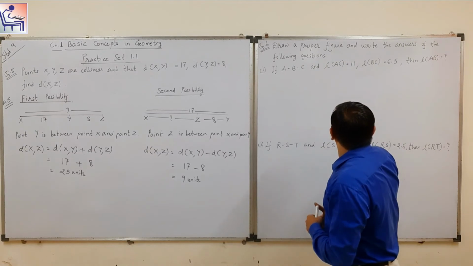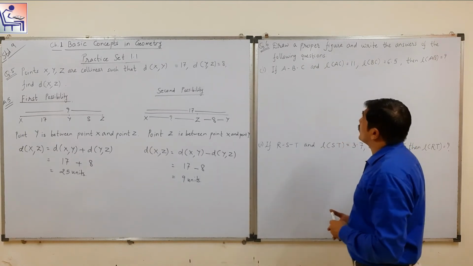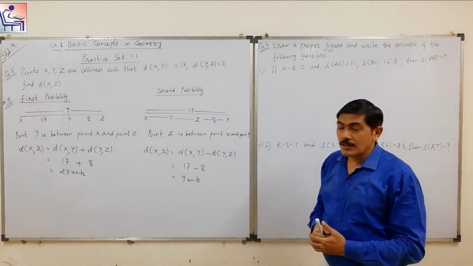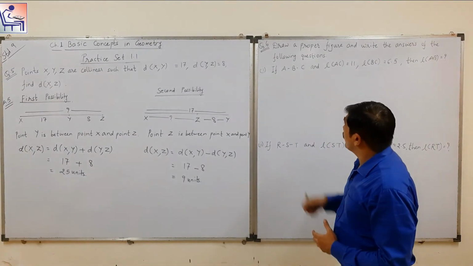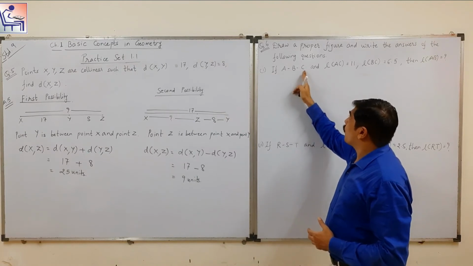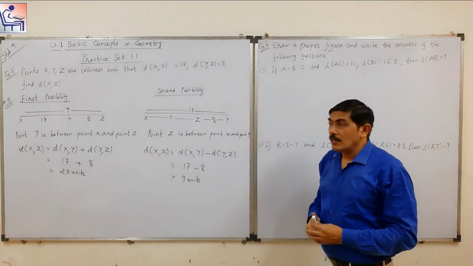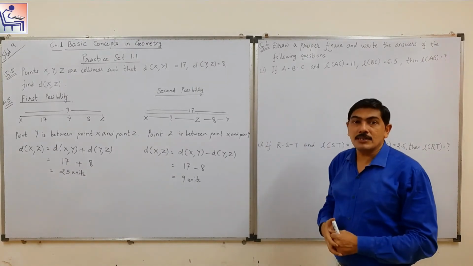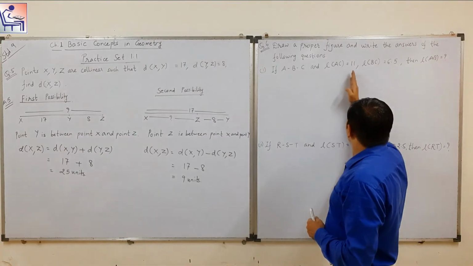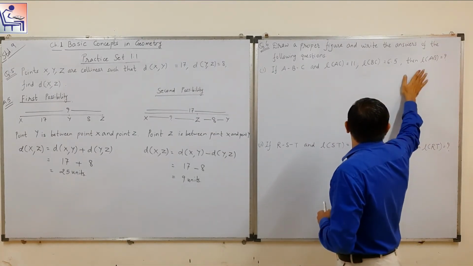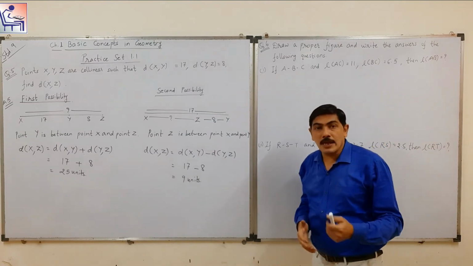Draw a proper figure and write the answers of the following questions. We have to draw the figure and also give the answers. If point B lies between point A and C, here is how we read: point B lies between point A and C, and length AC is equal to 11, length BC is equal to 6.5, then find out length AB.